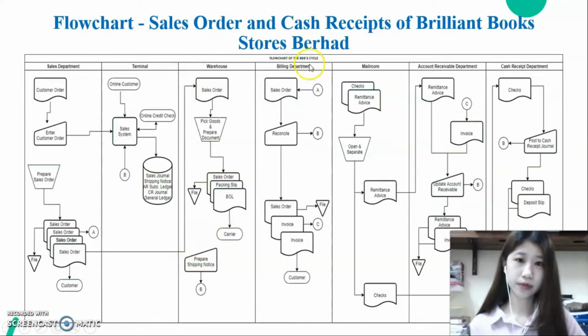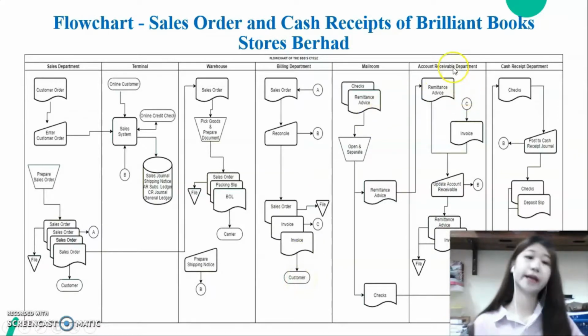Now let's move to the billing department. In the billing department, once they receive the sales order, they will use it to reconcile it in the system. After that, the billing department will file the sales order in the department, and then prepare 2 copies of the invoice. The first copy will be sent to C, which is the account receivable department, and then another copy will be sent back to the customer as the bill.